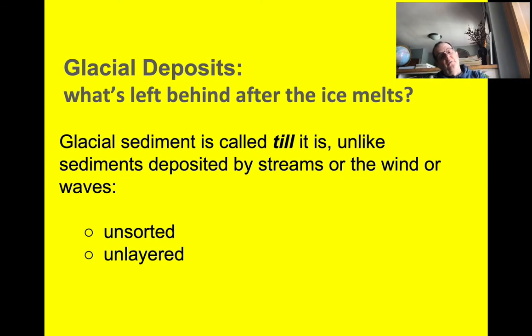It's neither sorted nor is it layered. Because imagine you have a situation where the stream is moving very slowly and you get a thick layer of clay over 200, 300, 500, 600 years, and then the velocity of the stream picks up and it's now only sand, silt, and clay that's deposited. And so on top of the clay, you have layers and layers of sand. So sorted and layered, that's not a glacier.